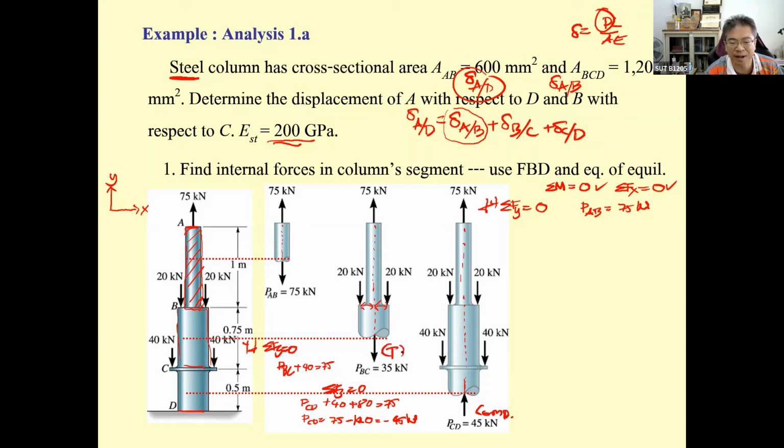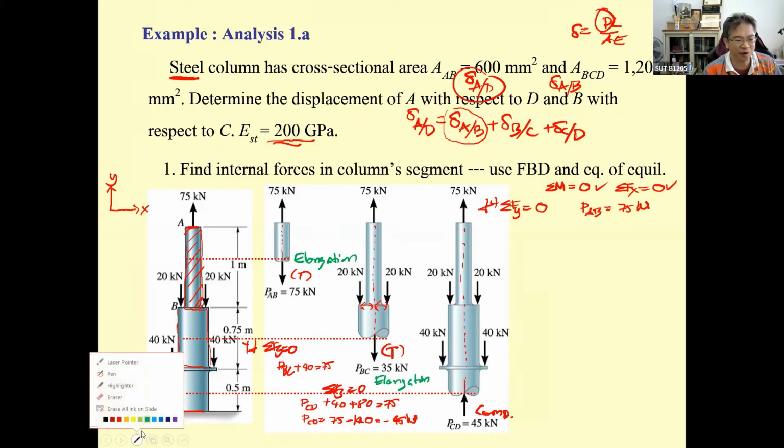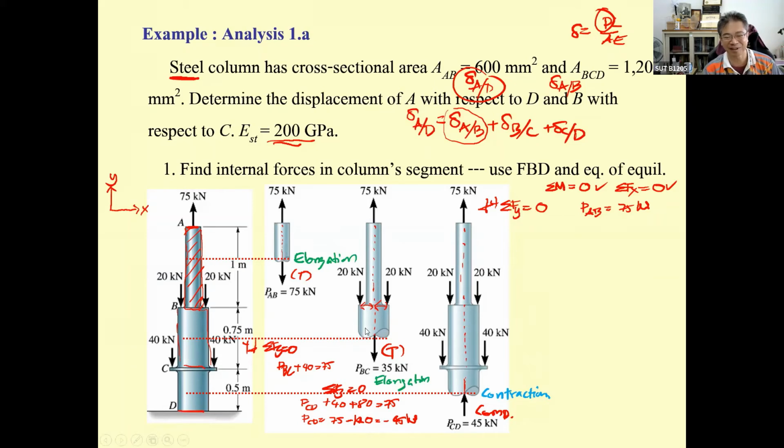And this means this one is going to be in compression. This is going to be in tension, and this is going to be in tension. If you consider this, it produces the elongation. The compression is going to produce the contraction or shortening, whatever you want to call it. And this is going to be positive, and this is going to be negative.